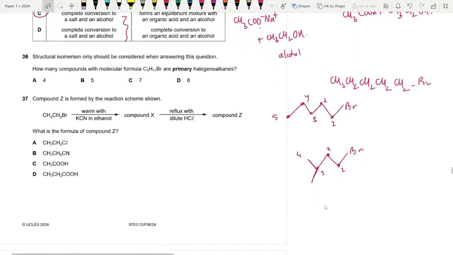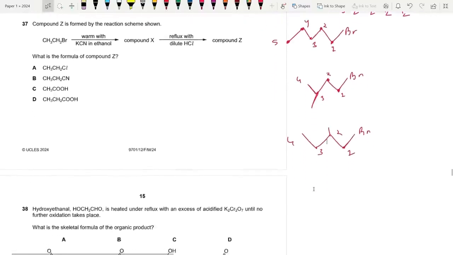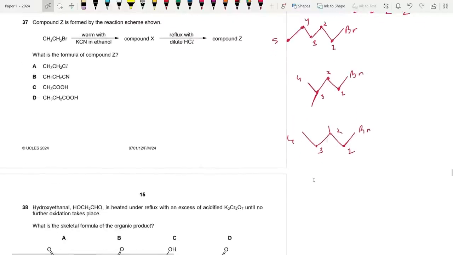So the first one was 1-bromopentane. The second one is 3-methyl-1-bromobutane. And then let's go again. 1, 2, 3, 4. This is 2-methyl rather than 3-methyl, which is 2-methyl-1-bromobutane. I'm just juggling this last alkyl group. And then let's go again. We have Br over here.